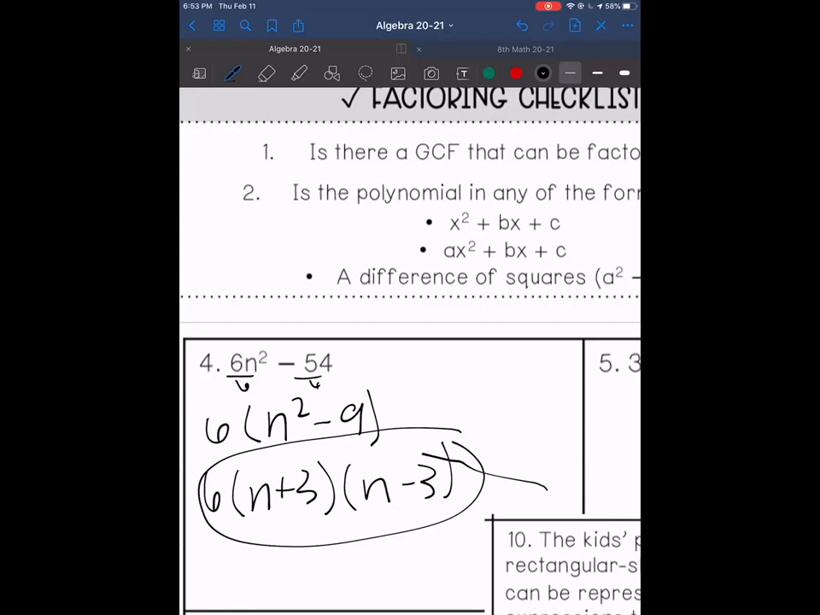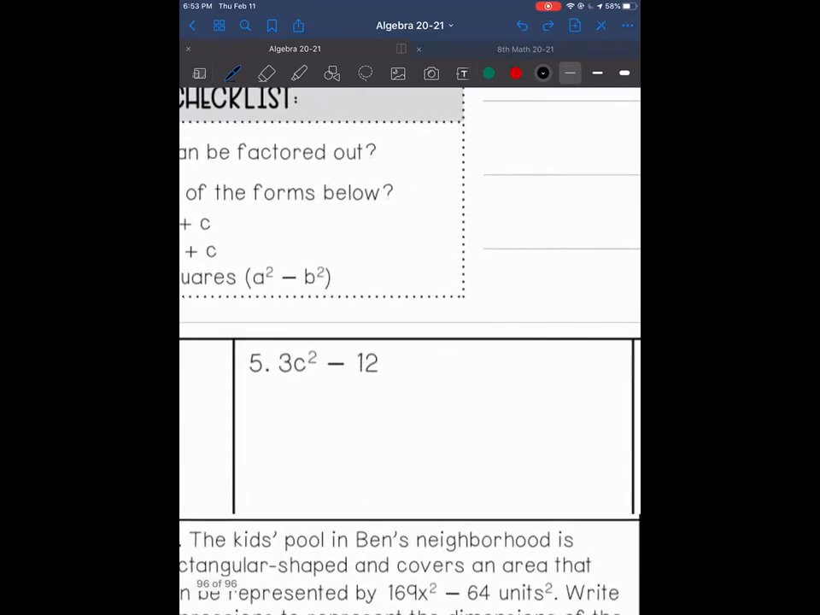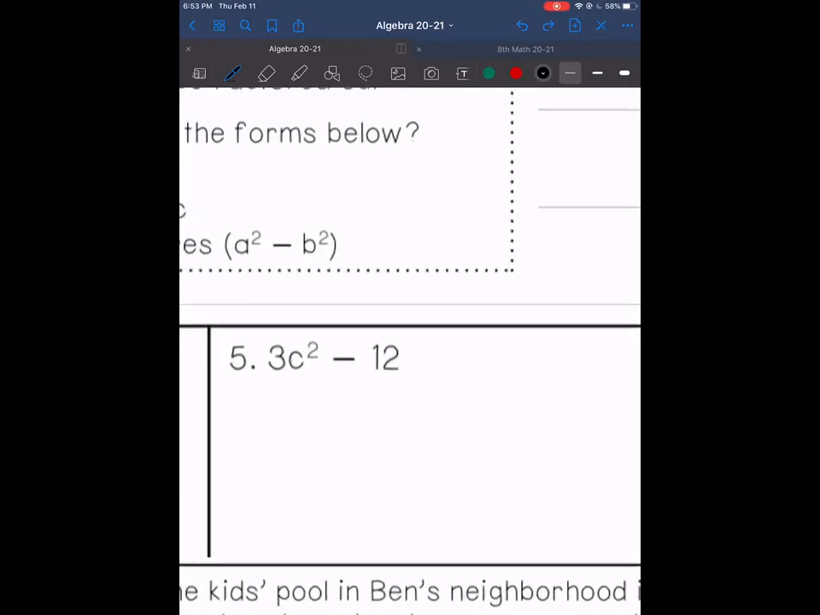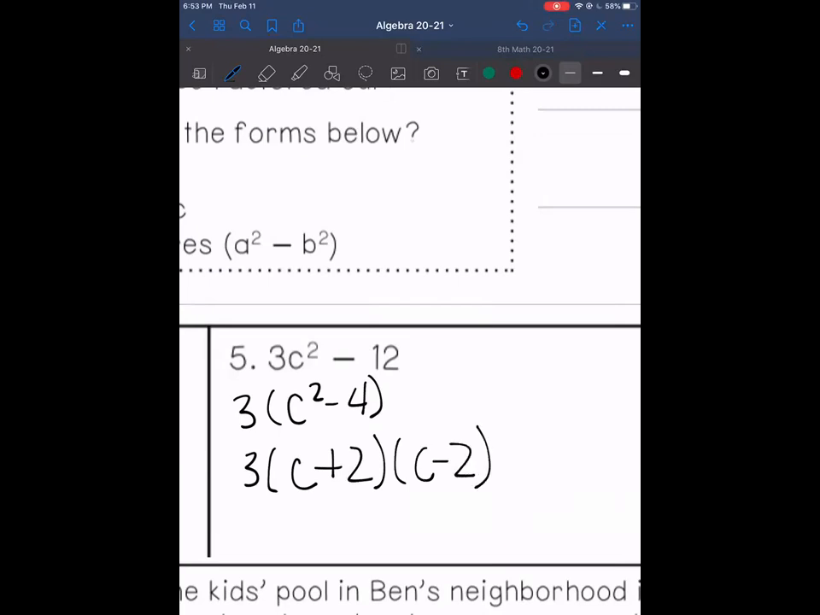Okay, now looking at number 5, once again, 3 is not a perfect square, but I know that I can take 3 out of both terms. So I'm going to pull that greatest common factor out, dividing each term by my greatest common factor. That leaves me with c squared minus 4. That leaves me with a difference of squares: 3 times (c plus 2) and (c minus 2).